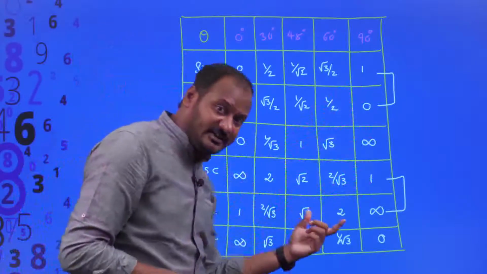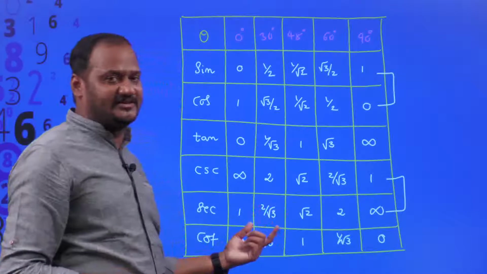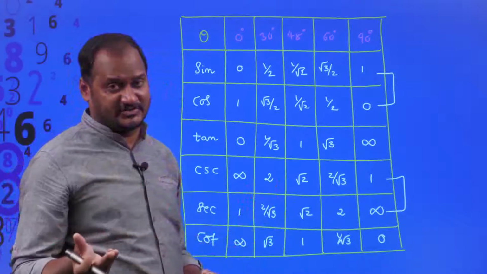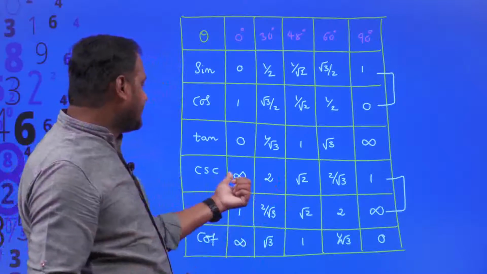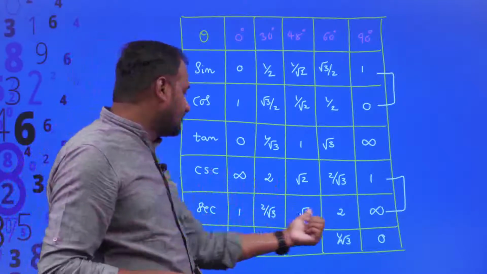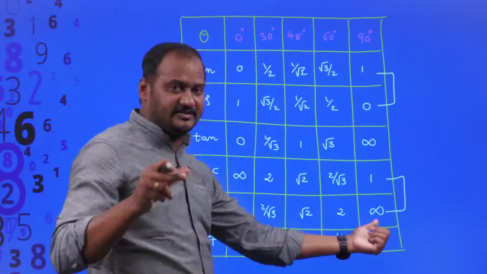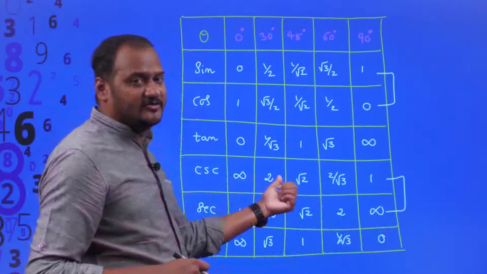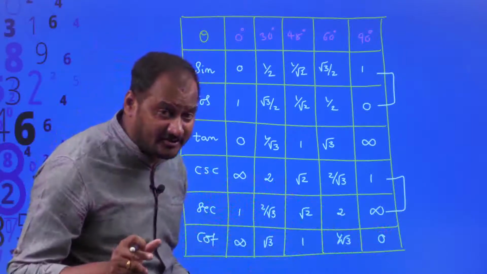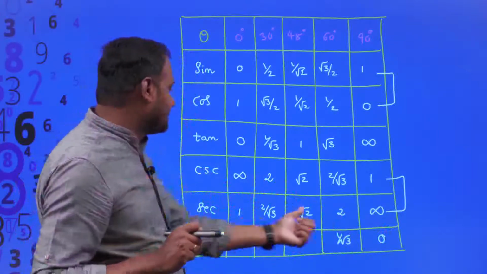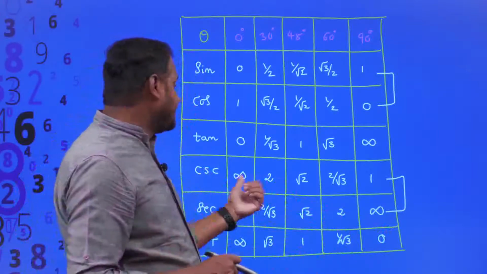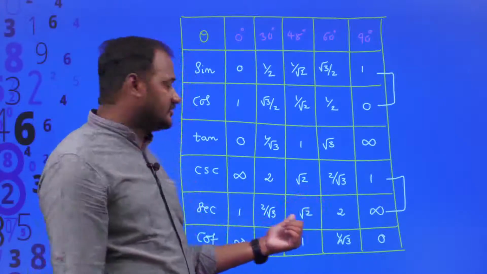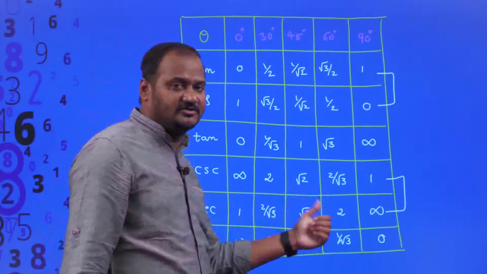If you remember cosecant values, you can remember secant values. Why? Because cosecant and secant are co-ratios. Okay. So cosecant 0 should exactly be equal to secant 90, because 0 and 90 degrees are complementary angles. Cosecant 30 is equal to 2. Cosecant 30 is equal to secant 60. See, secant 60 is equal to 2. And cosecant 45 is equal to root 2. 45 is complementary to 45. So secant 45 is also equal to root 2.